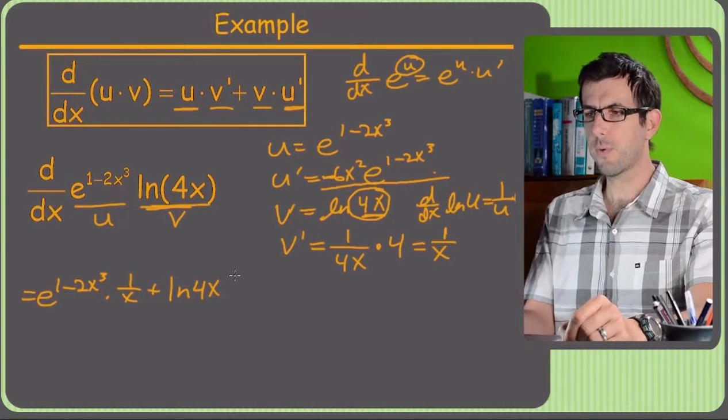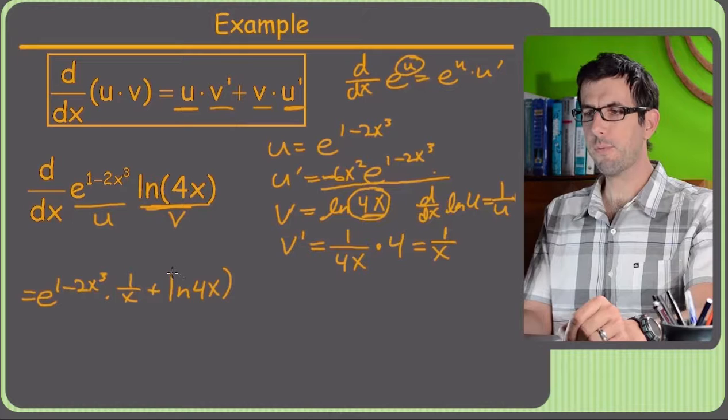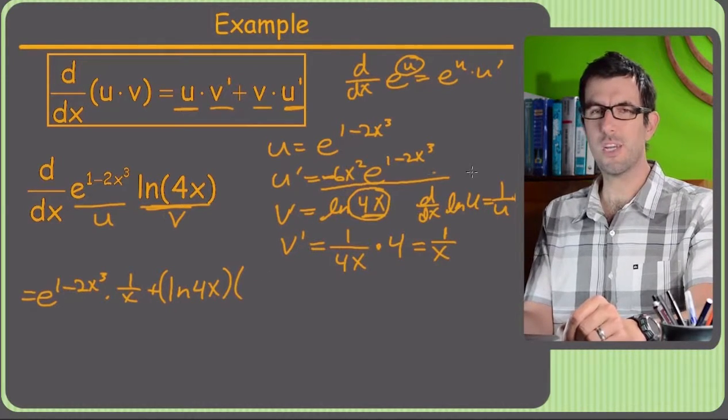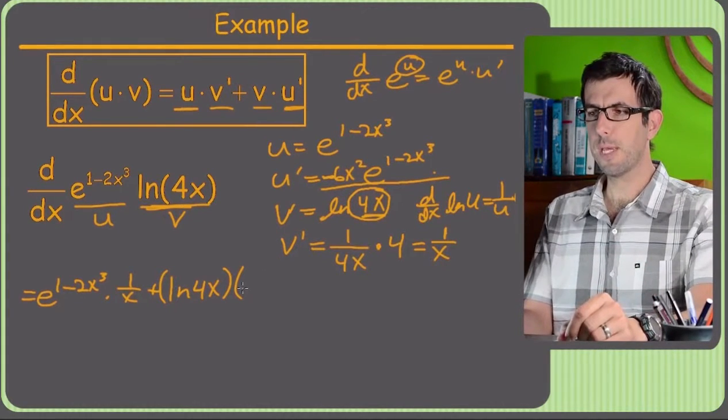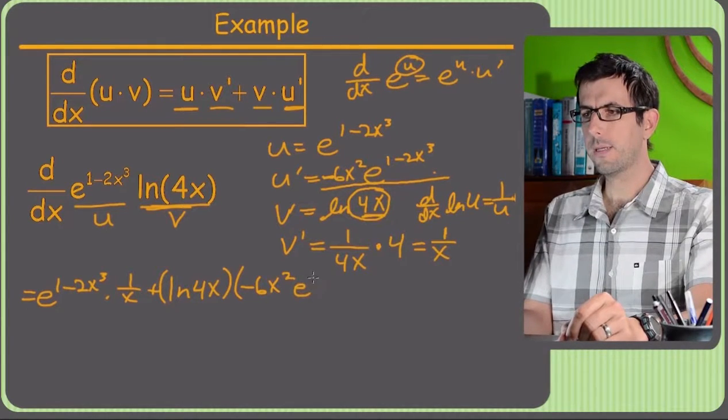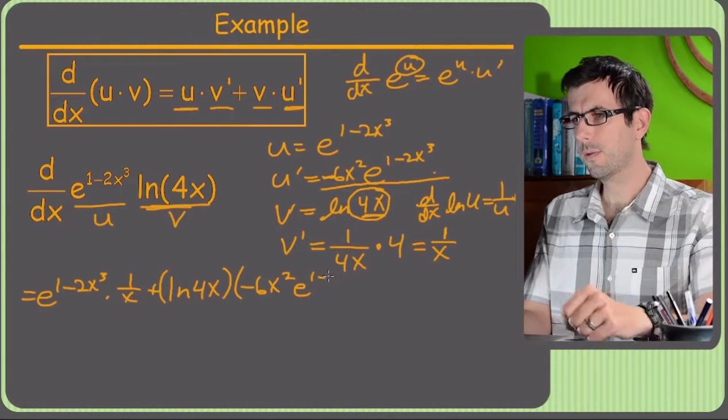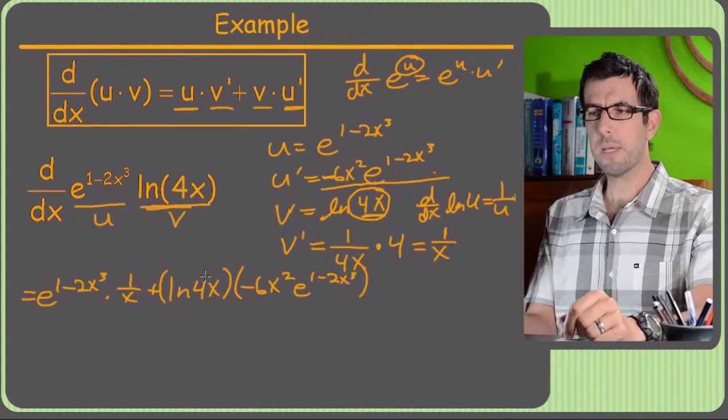So negative 6x squared. Now I'm going to put all this stuff in parentheses just because when I multiply by all this junk, I want it to be real obvious it's multiplication. So negative 6x squared, e to the 1 minus 2x cubed. All right, so now I have a big mess here.